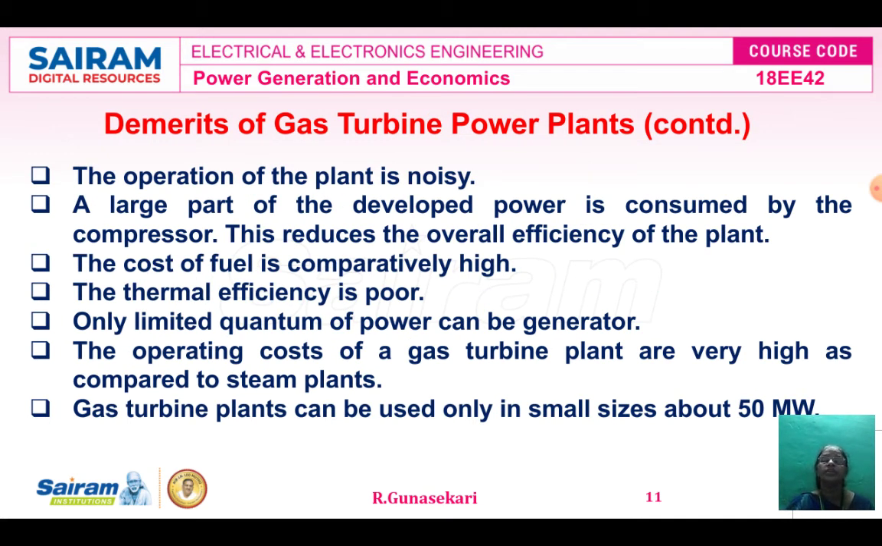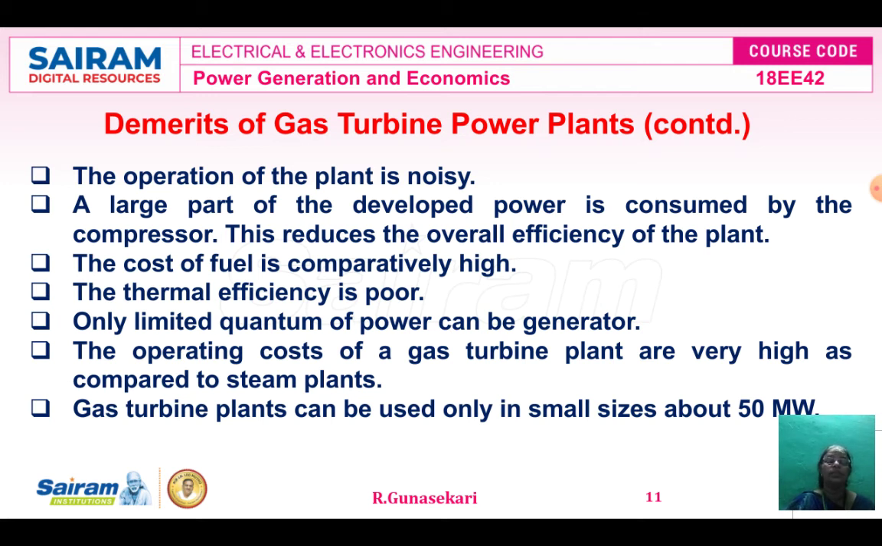In continuation of the demerits of the power plant, the operation of the gas power plant is noisy because we are using compressor, generator and turbine. A part of the developed power is consumed by the compressor, which reduces the overall efficiency of the power plant. The cost of fuel is comparatively high. The thermal efficiency is very poor.